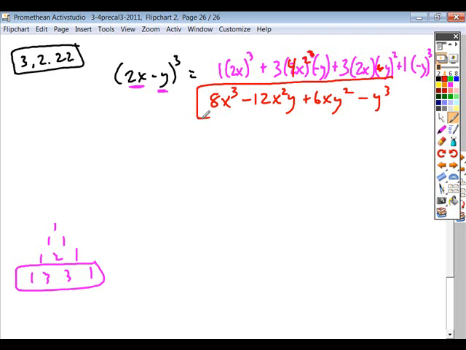So when I write my answer, when I look at the priorities here, every single term is a third degree term. So it just goes alphabetical: all x's, 2 x's and 1 y, 1 x and 2 y's, all 3 y's. So this is the order that you'd write it as well.